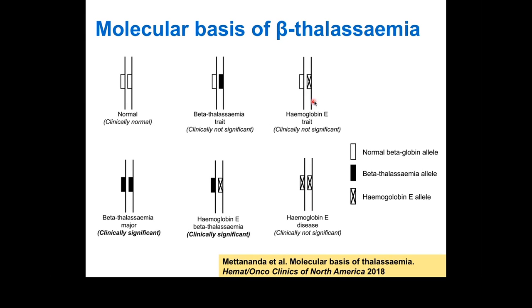However, when the E mutation is co-inherited with the beta thalassemia mutation, the condition known as hemoglobin E beta thalassemia behaves more or less similar to beta thalassemia major. Therefore, the clinically significant beta thalassemia syndromes that we see in clinical practice are homozygous beta thalassemia major and hemoglobin E beta thalassemia.